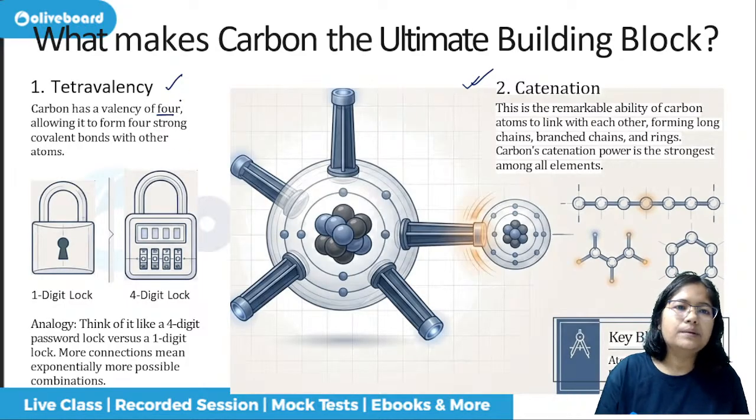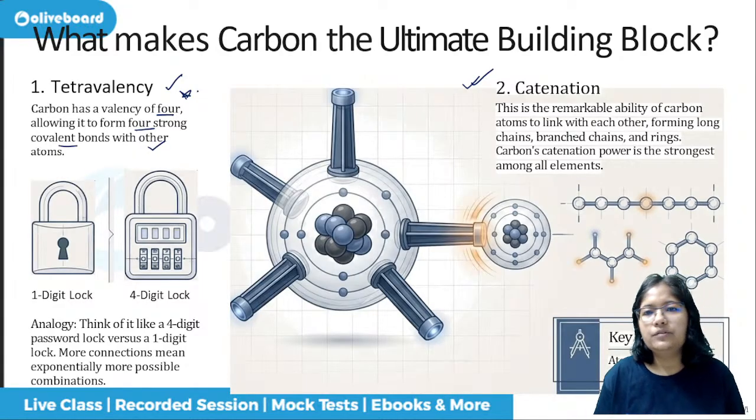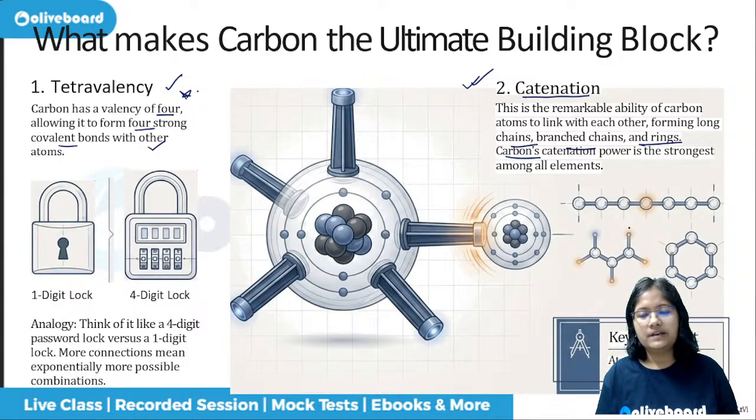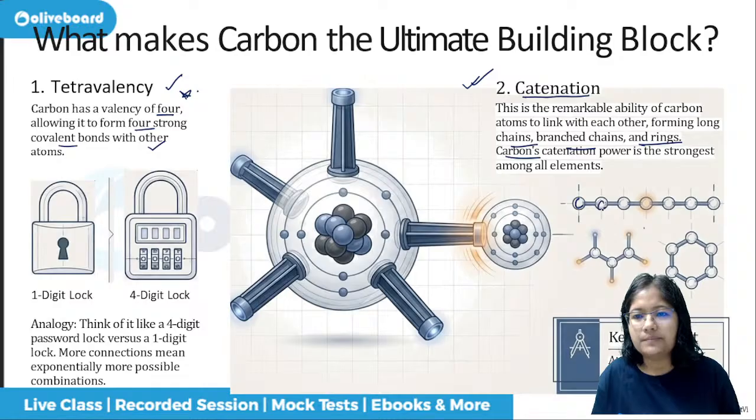Carbon has a valency of 4, allowing it to form 4 strong covalent bonds with other atoms. Now, the catenation property is nothing but carbon forming branches, chains, or rings, in various different forms. It can form bonds like carbon, carbon, and it can also form long chains.